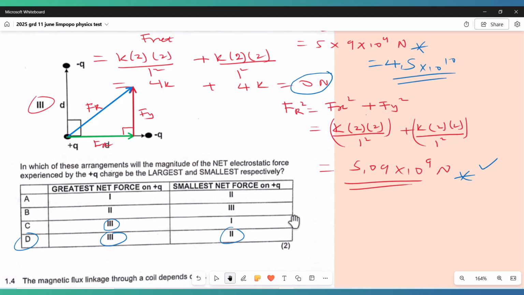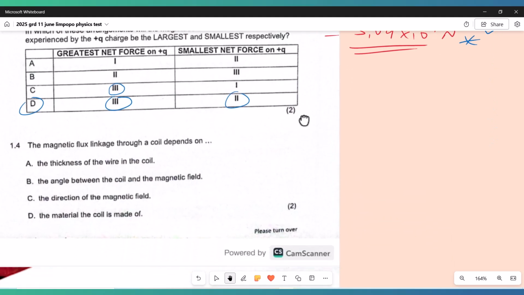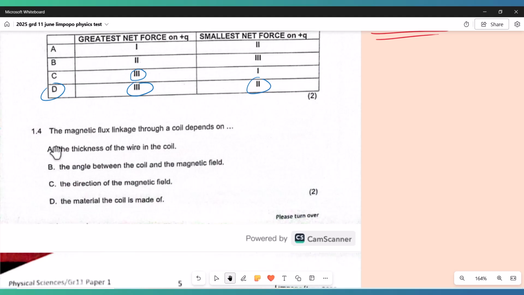Let us proceed. Next, 1.4. Magnetic flux linkage through a coil depends on. Now, magnetic flux linkage through the coil, we know is given by phi equals BA cos theta. This B is for the magnetic field, then the area here, then the direction here.